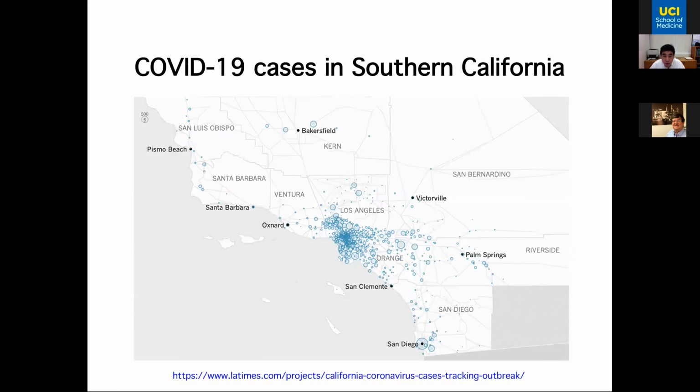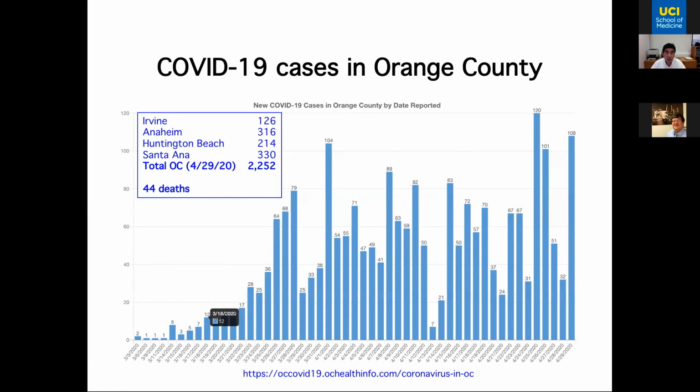Focusing a little bit more on our region, you can see again that most of the cases are in LA, and here in Orange County we have some cases. These are reported by city, so we have cases, but again the major focus in our area is north of us in LA. These are cases for Orange County. We have just over 2,000 cases.